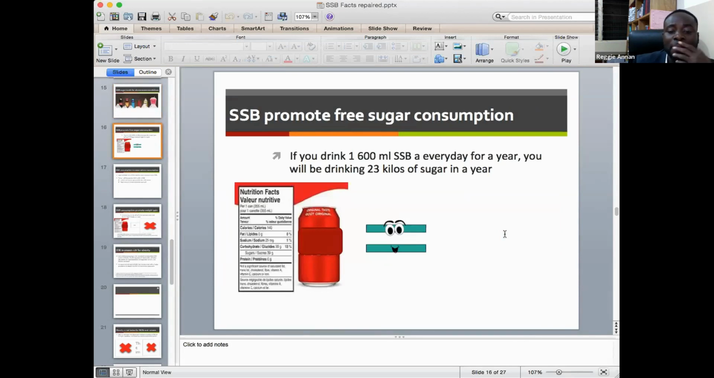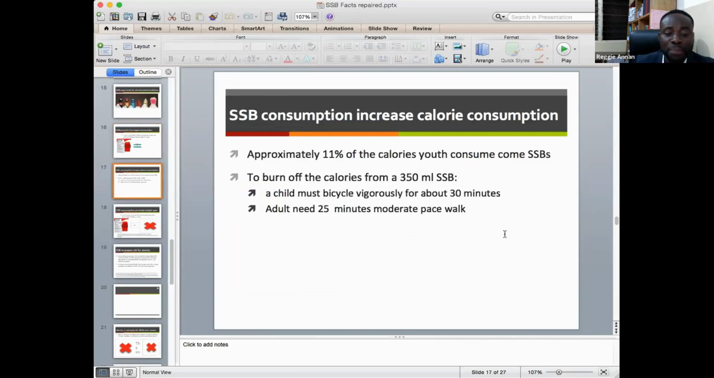and that is what makes it worrying. The facts also show that if you drink just one 600 ml SSB every day for a year, you will be drinking 23 kilos of sugar in a year. And the picture was supposed to be there. I don't know why it's not, but 23 kilos basically is referring to one full bag. The 50 kilo, if you remember, 50 kilo of cement, half of that, or 50 kilo of rice, half of that, or just sugar that the person is consuming. So SSBs really promote free sugar consumption, which is far above what is recommended for people.